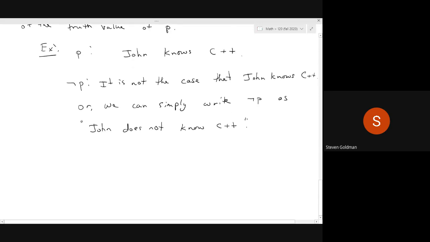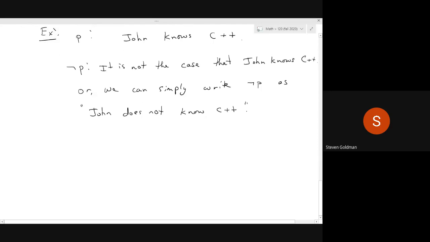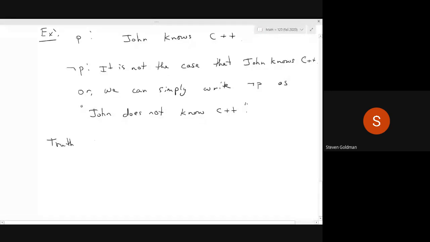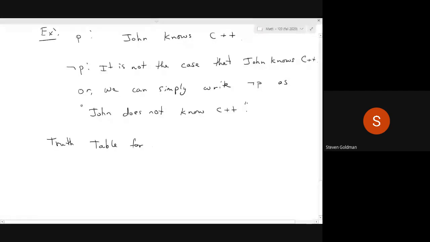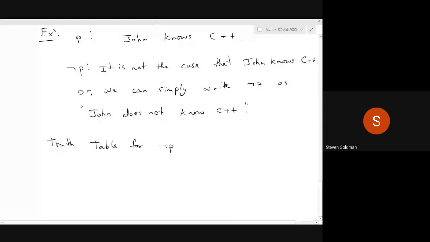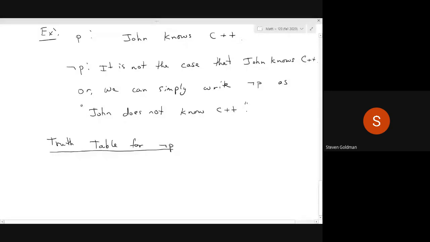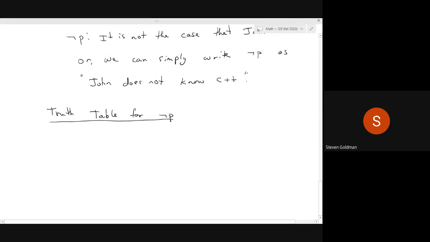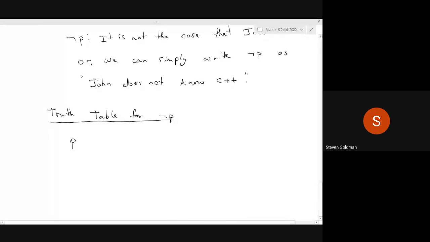Okay. We can also write something called the truth table. A truth table is sort of just a table that tells us every possible truth value for our proposition. So if I wanted to write a truth table for not P, that's just a table that shows me every possible truth value not P could have, right?